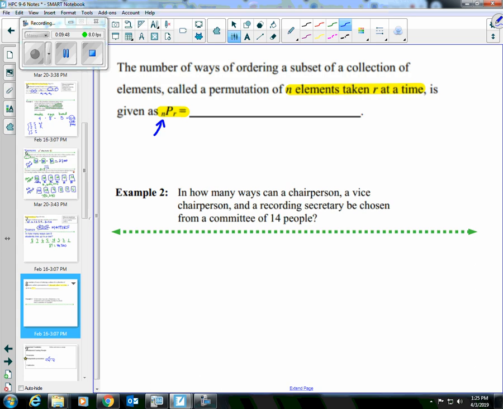So n is the total number that you're choosing from. r is the number that you are choosing. Well, basically what that is then is it's taking the total ways you can arrange all of the things and dividing out the number of ways you can arrange the things that you aren't choosing, that n minus r. I'll show you what I mean by that when we do this example.